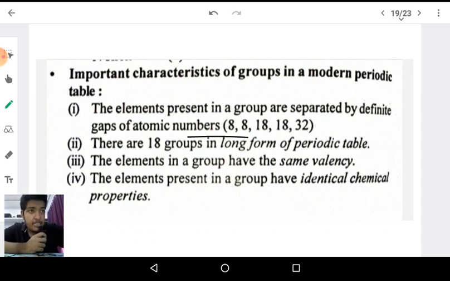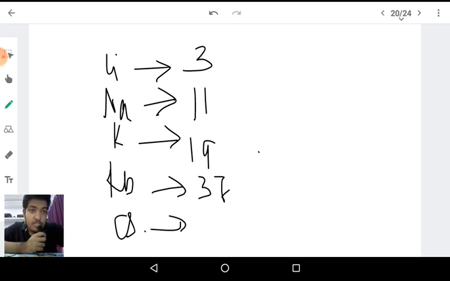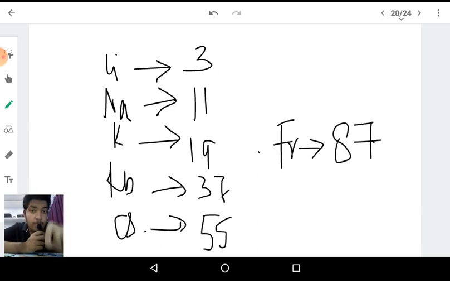If I take an example, I will take group 1, which consists of lithium, sodium, potassium, rubidium and cesium. Let us take this many elements. The first element has atomic number 3. We add 8 to that, so that comes out to be 11. Next we again add 8, so it is 19. Next we add 18, so it should be 37. Next we add again 18, so it is 55. For the next element we add 32, so the next element is francium, which will have 55 plus 32, that is 87. So this is how we get the atomic numbers.